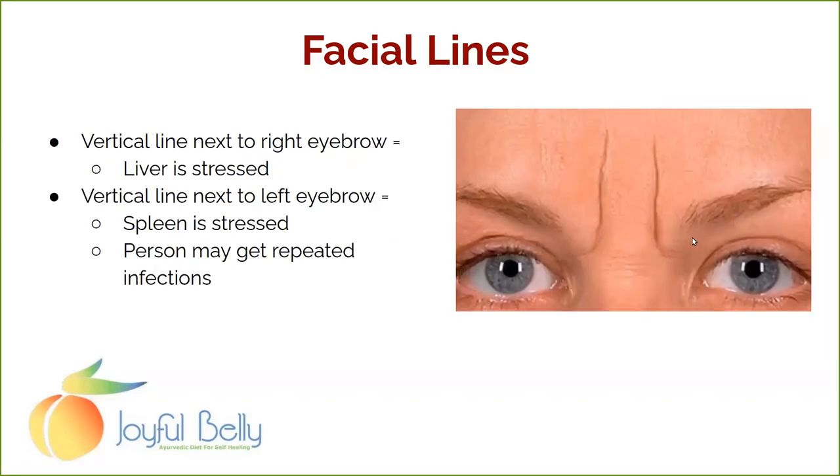A vertical line next to the right eyebrow, which is the left side of this photo, is considered to be a sign that the liver is stressed. And a vertical line on the left side is considered to be the spleen in Ayurveda. But either way, when you see lines like this, you know that a person is focusing their attention. This is pitta, right? Pitta wants to see things clearly. They want to have a full analysis.